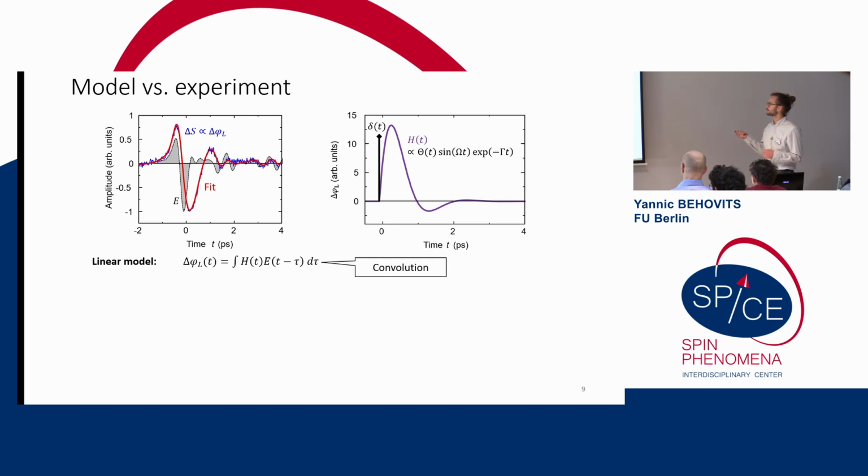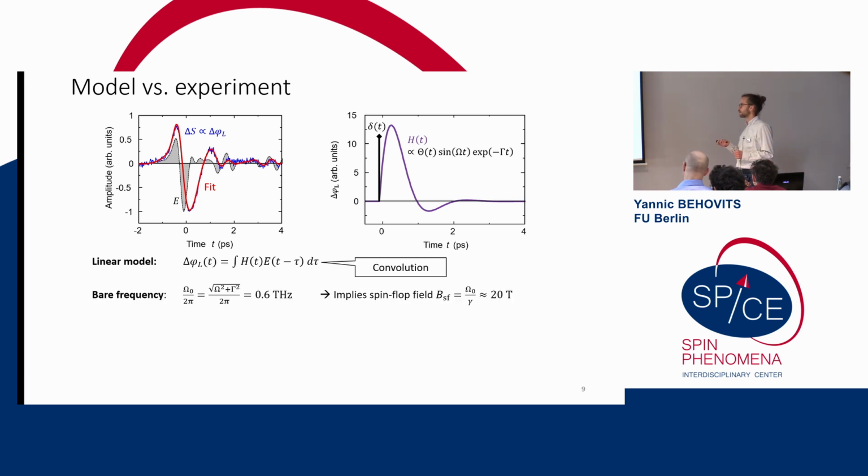And that is again the sinusoidal oscillation that we have seen. And you can see that the frequency that we measure is 0.6 terahertz. So this is the bare frequency without the damping. And this is intimately related to another property of this sample, the so-called spin-flop field. And so we can use our frequency to calculate what the spin-flop field should be, and we get 20 Tesla. And this is in nice agreement with some previous measurements directly looking at spin-flop fields.